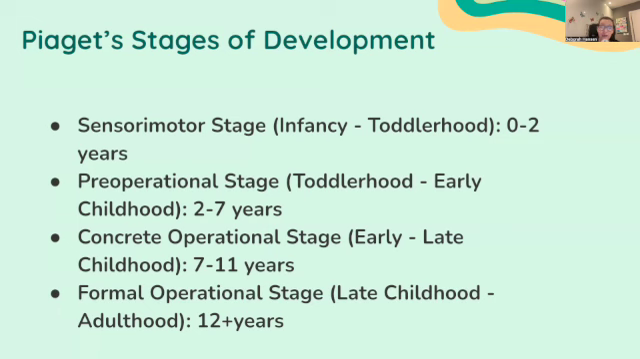And the last stage that he proposed was formal operational stage, and that's late childhood, so about 12 years to adulthood. And here they develop the ability to think abstractly and reason hypothetically, but not all individuals will reach this stage. Okay, so that was put out by Piaget.